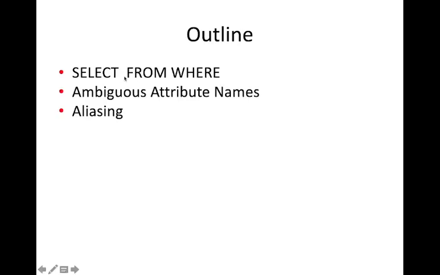So this is the outline of this lecture. We'll see about the select-from-where clause. Then, when we have ambiguous attribute names, what should be done, and also aliases, how to rename or give different names for the same table, and all these operations.